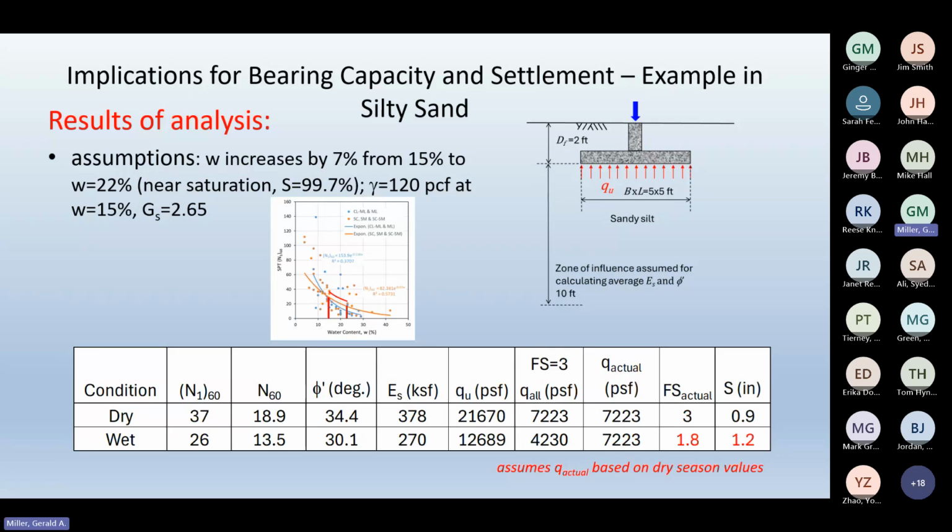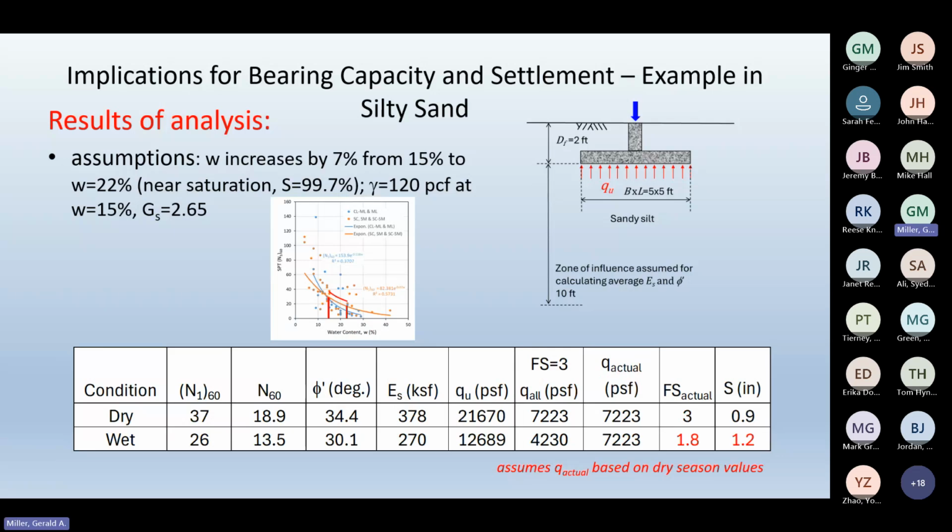And so again, if you were to design based on the dry condition and give an allowable of 7223, and then you got wetting, essentially, you'd be using the same actual because that's what you recommended for the dry period. Your factor of safety would go from 3 to 1.8. And the settlement was not as significantly affected. It went from 0.9 to 1.2, which is borderline in both cases.